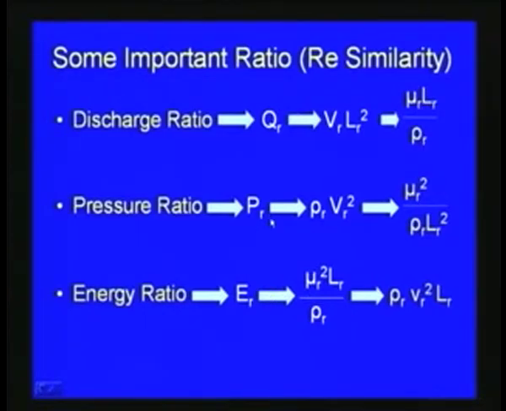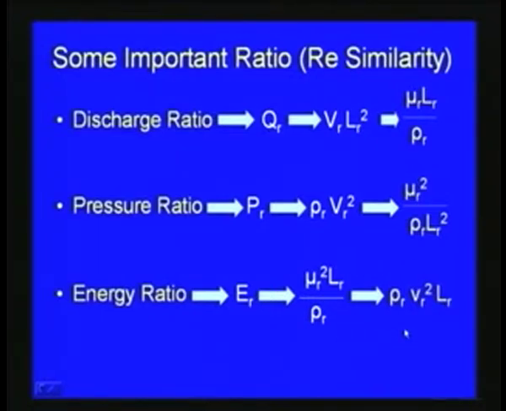Similarly, the pressure ratio P_r we can write as rho_r into V_r^2, so that we can write as mu_r^2 / (rho_r L_r^2). Similarly, the energy ratio we can write as mu_r^2 L_r / rho_r, or rho_r V_r^2 L_r^3. So, this gives the energy ratio.